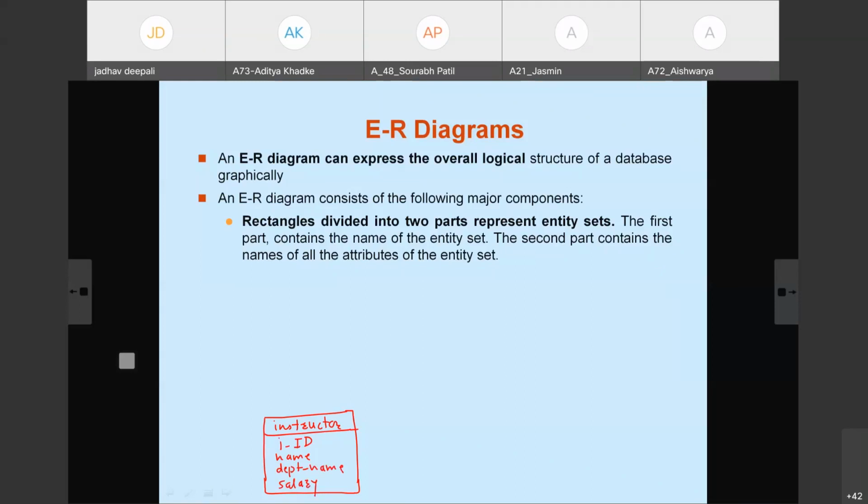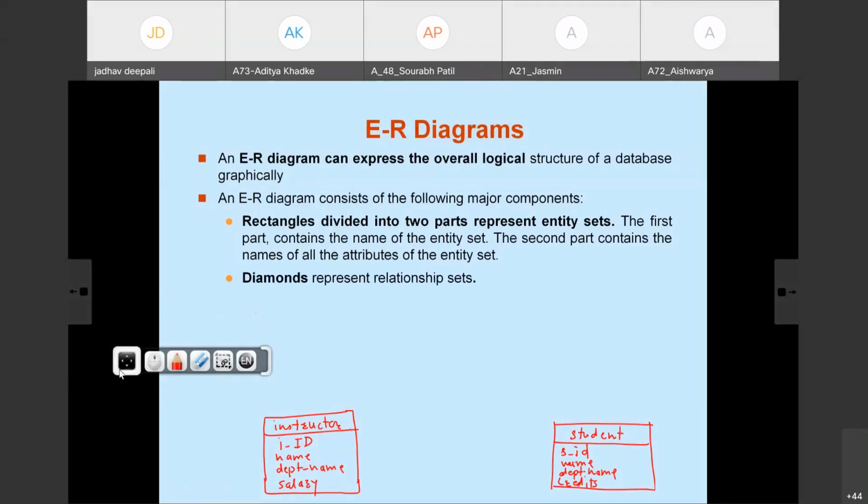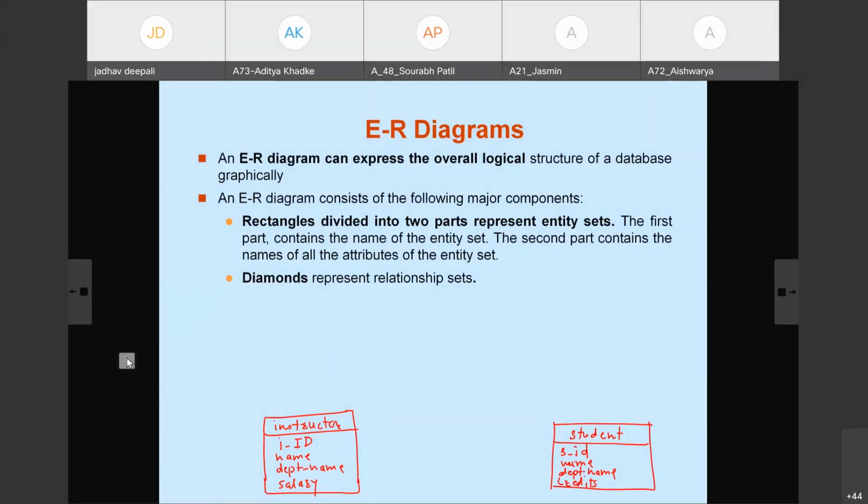Okay. So in this way, a rectangle divided into two parts is used to represent an entity set in an ER diagram. Similarly, I draw here student with SID, name, department name, and credits earned by that particular student. Now the next one. Diamonds. Diamonds represent the relation between these entity sets. So I draw here a diamond as a relation between these two entity sets.